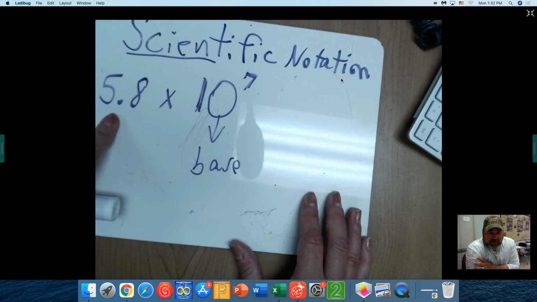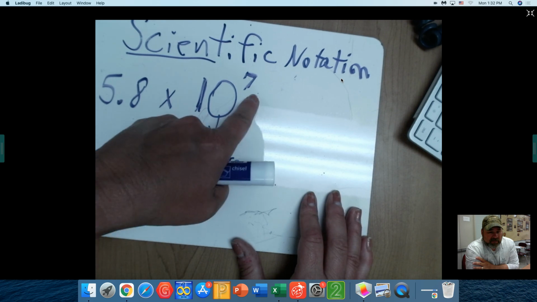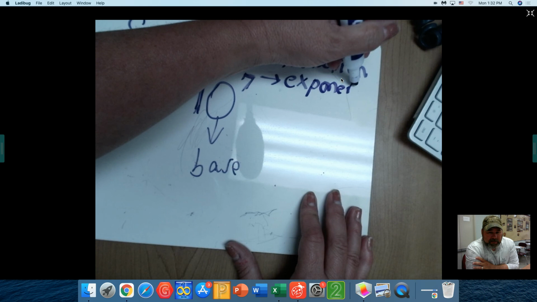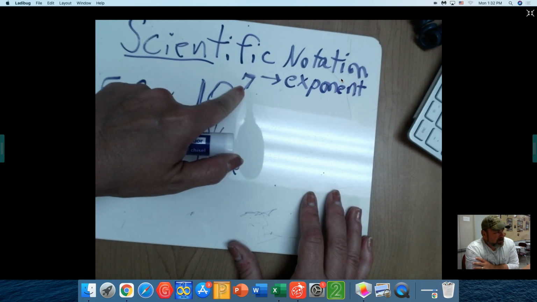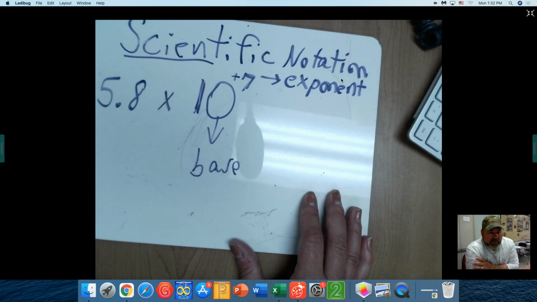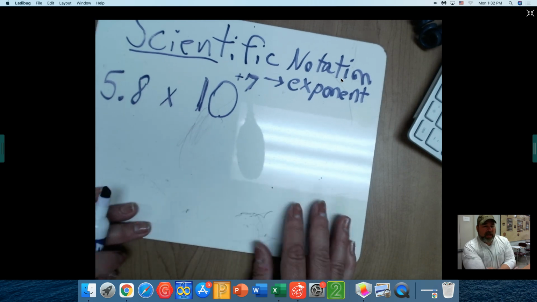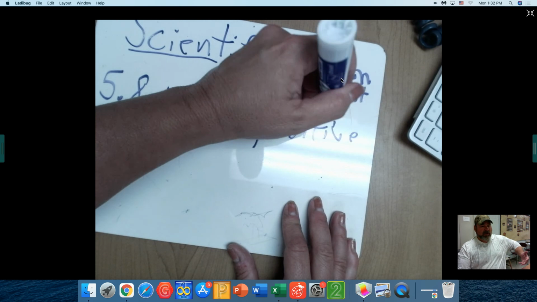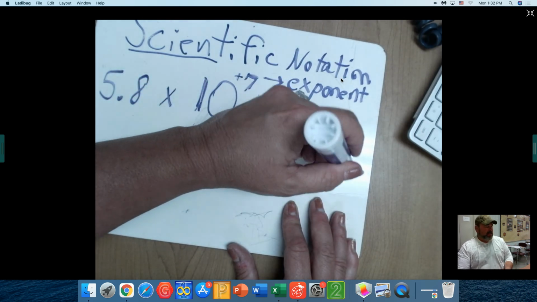Okay, so let's say you have a coefficient of 5.8 times base 10, but that little bitty number is called your exponent. And this is what's important. You've got to look at how big that number is, 7, but you also have to tell whether it's positive or negative. Now, if there's not a sign there, it's automatically positive. And so what that exponent number is going to do is tell me how many, I call it jumps. I don't know what you call it in your class, but it tells me how many places to move the decimal place.